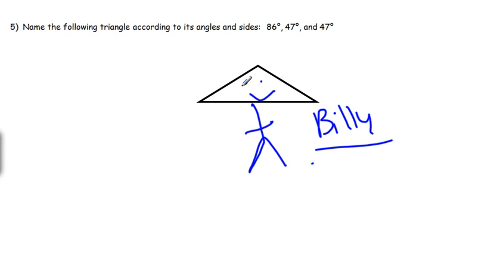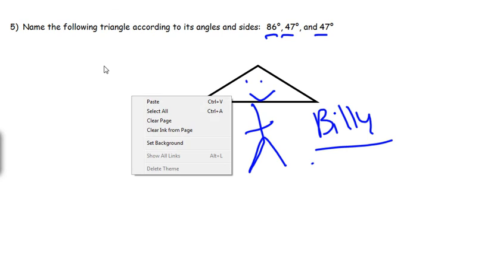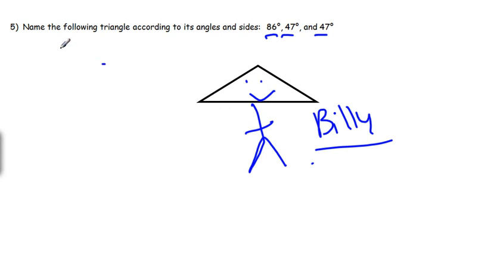Alright. All kidding aside, this needs a mathematical name. Looking at our angles, we have an acute angle, an acute angle, an acute angle, which makes this a very acute Billy. And we'll let Billy talk. So Billy's acute.